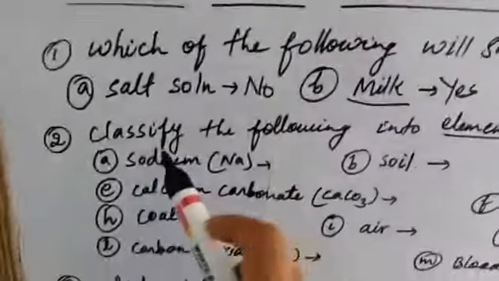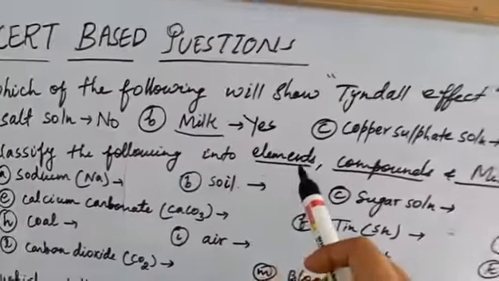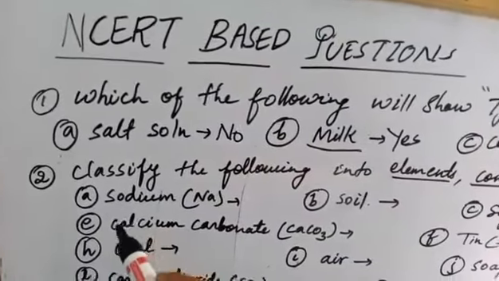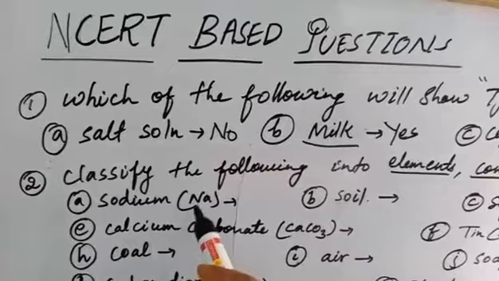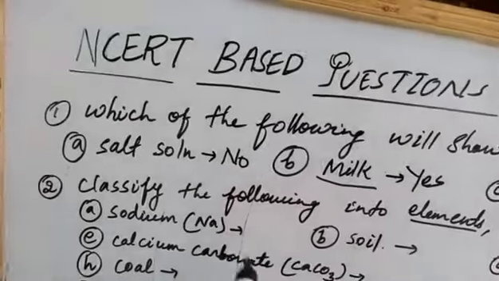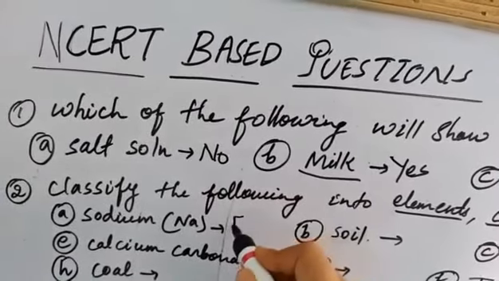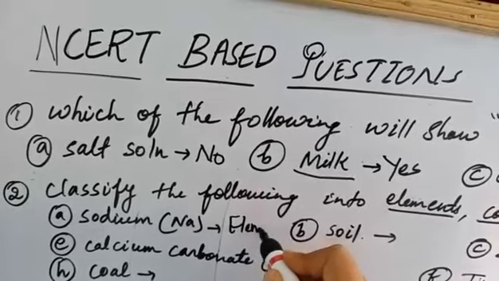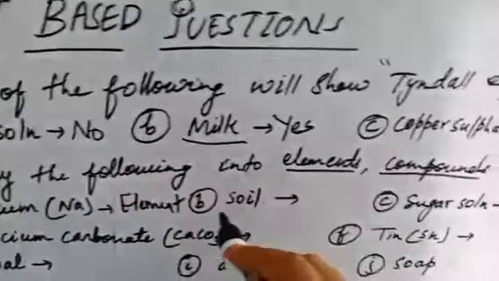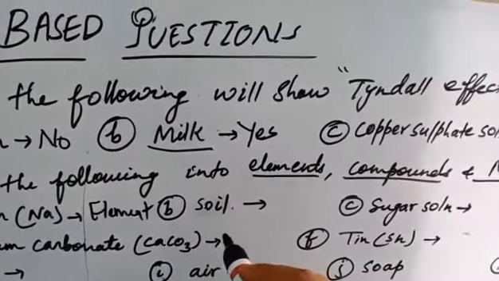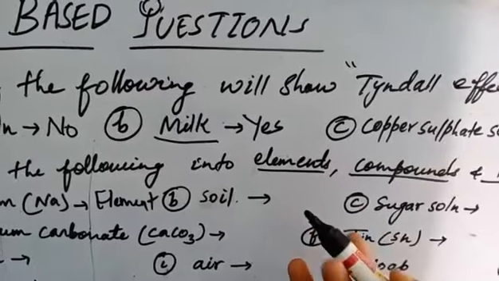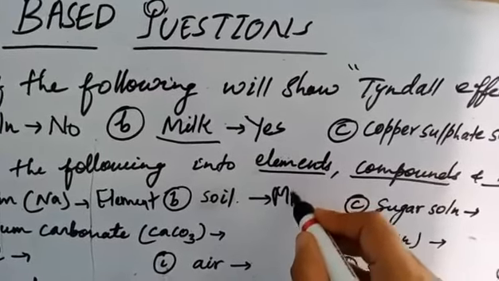Now second is, classify the following into elements, compounds and mixtures. We will see one by one. Sodium, you know the symbol of sodium is Na. It is an element, so we will write element. Soil is a mixture of several things in it, so it is a mixture.